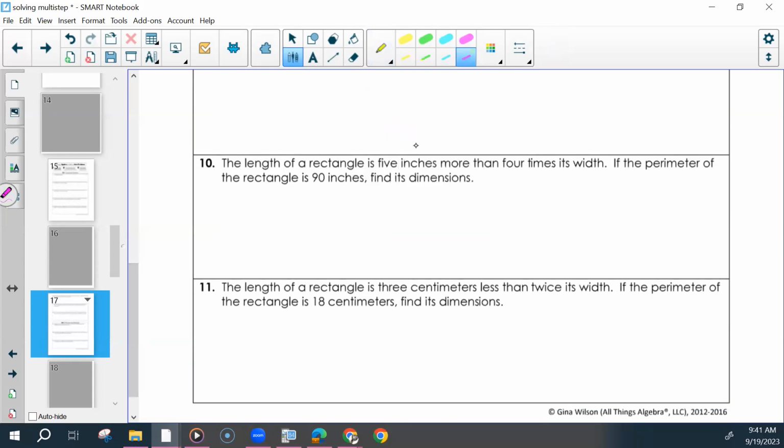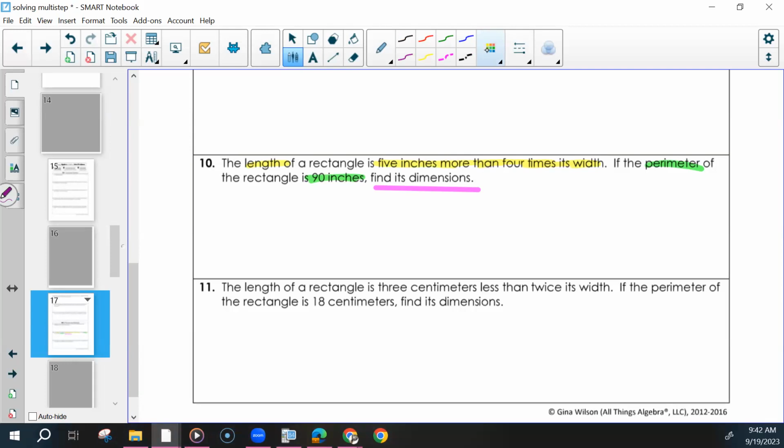Alright, so important information. Length of a rectangle is 5 inches more than 4 times its width. If the perimeter of the rectangle is 90 inches, find its dimensions. What's important here? Five inches more. Length 5 inches more than 4 times its width. What else? The perimeter is 90 inches, and we're looking for the dimensions.